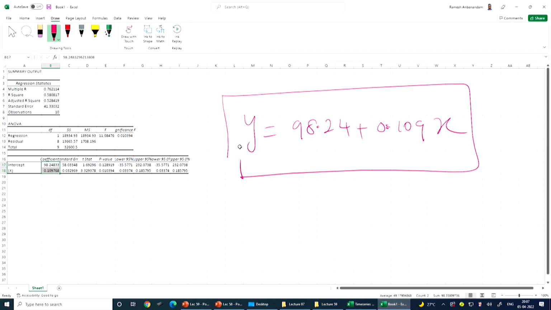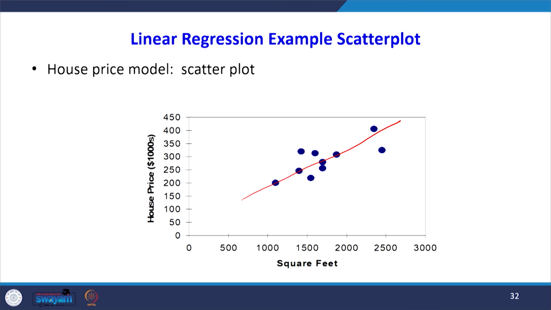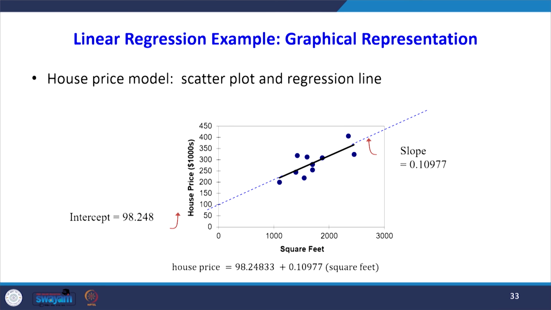Now, I will go back to the presentation. I will explain pictorially what this 98.24 is. First, you have done the scatter plot, look at the intercept. So, this value is your y-intercept and the slope is 0.10977. So, what is the dependent variable? House price equals 98.24 plus 0.109 square feet. There is a small rounding error there.